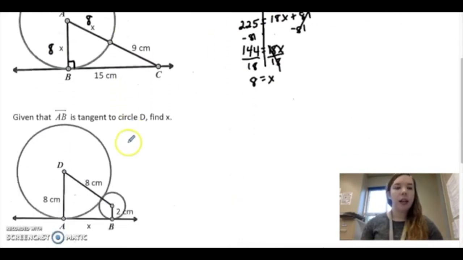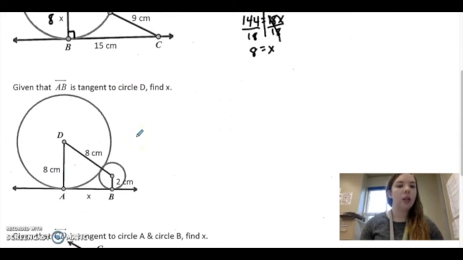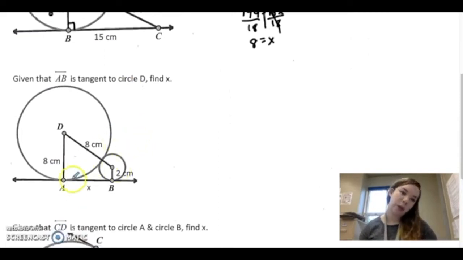All right, given that AB is tangent to circle D, find x. So we know these are perpendicular, but the problem here is that this is not a right triangle. What I can do, though, is make a right triangle in the middle here. There we go. So now I have this right triangle.